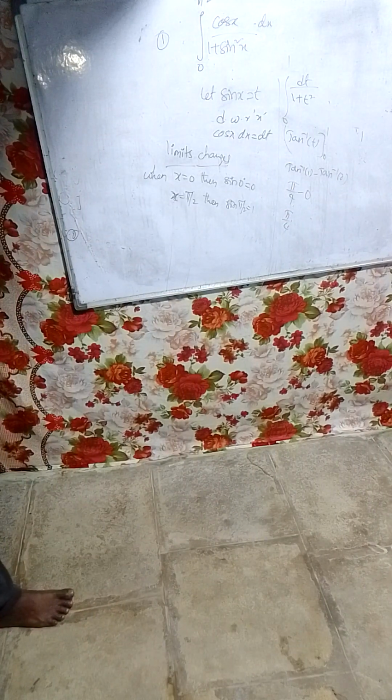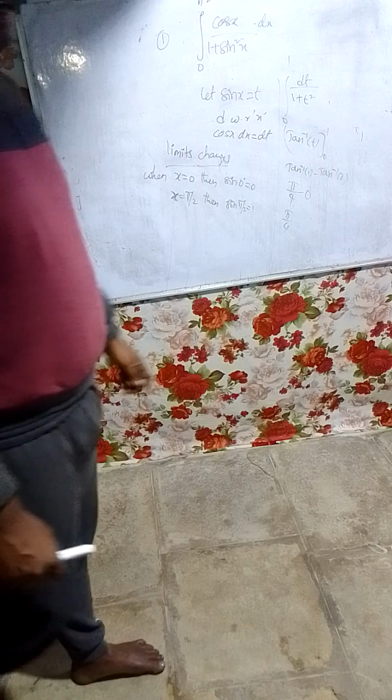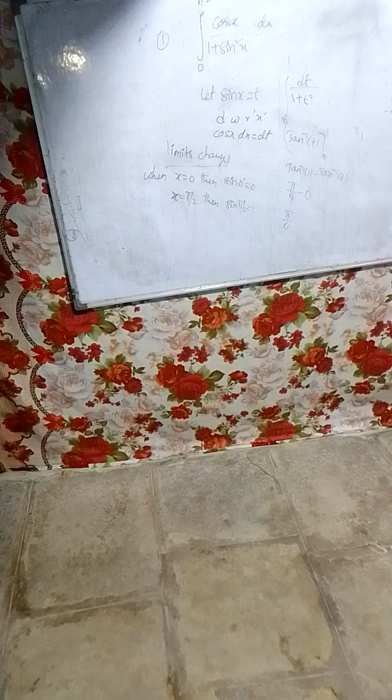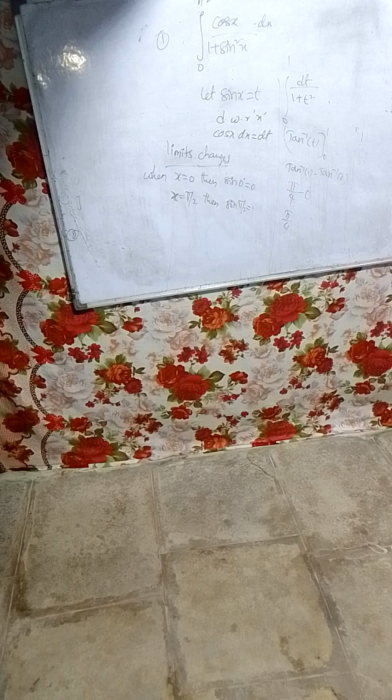See, the basics are very very important. Here, let sin x equal to t is the most important. Sin x equal to t, derivative with respect to x. Sin x derivative is cos x dx equal to dt. The limits are changed. When x equal to 0, then sin 0 is 0. X equal to pi by 2, then sin pi by 2 is 1. The limits are 0 to 1, dt by 1 plus t square, tan inverse t.